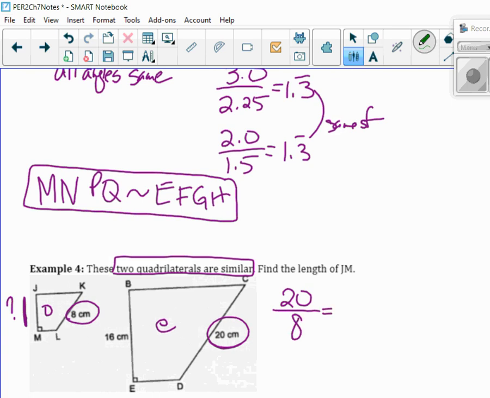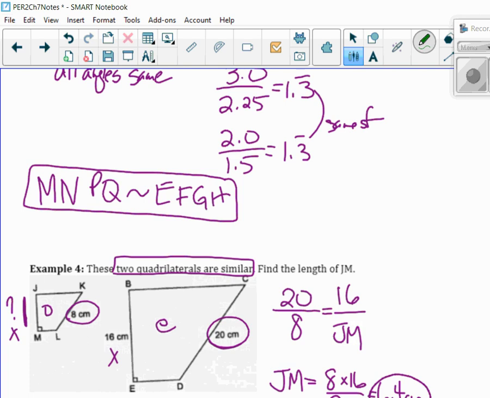That should be the same scale factor as 16 is to JM. So this is a setup for cross multiplying. Do you remember how to do a cross multiply? Do the switcheroo. So JM is going to be 8 times 16 divided by 20, and I get 6.4 centimeters. Moving on.